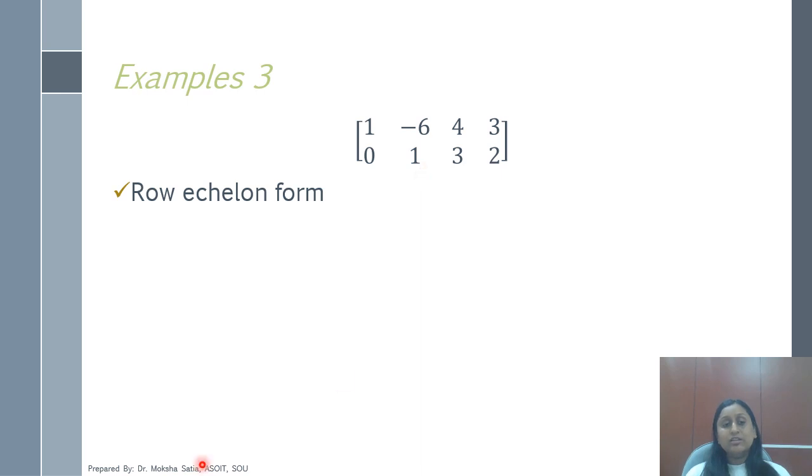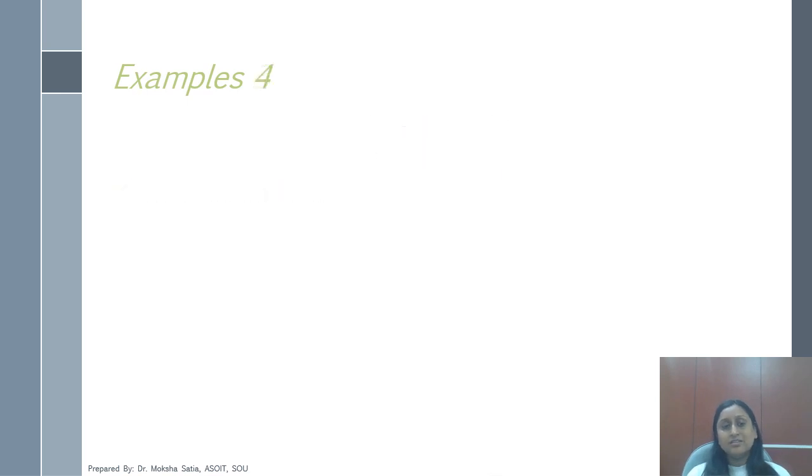Now to check whether it is in reduced row echelon form, we need to focus on the leading ones. The first leading one is in the first column, and the other entries of this column are 0, and that's why it satisfies the first condition. Now the second leading one is in the second row, but there is one entry, -6, which is not 0, and that's why it does not satisfy the condition of reduced row echelon form, and hence it is not in reduced row echelon form.